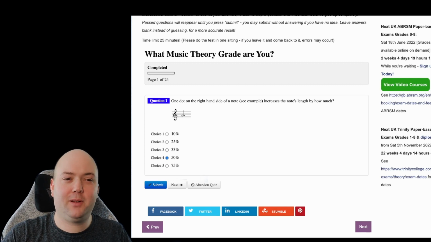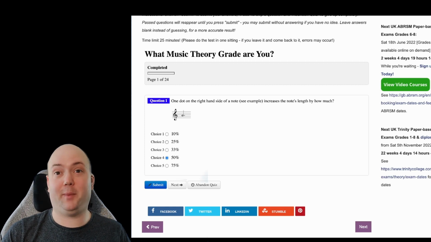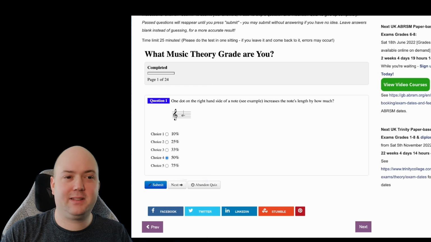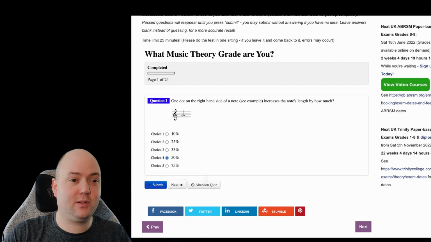I don't know any signs for 33%. 25%, I believe, is a dot before the note. It might be, yeah, I think it's just a dot before the note. I've never actually seen it in practice. I've just heard about it. And then adding 10%, I don't know of any example of that. But for this question, we're looking for adding 50%.